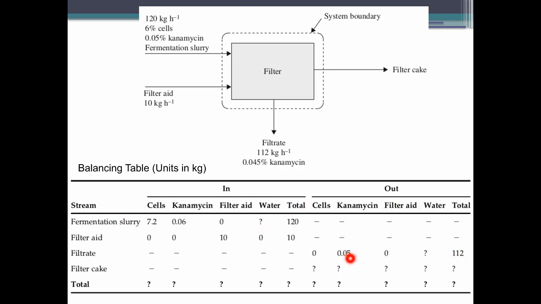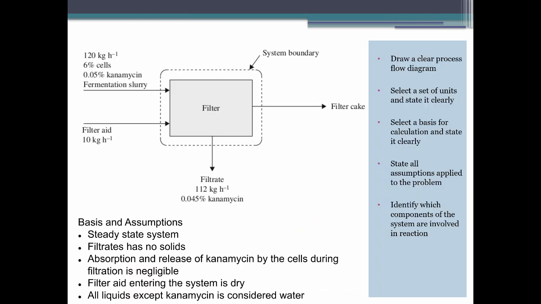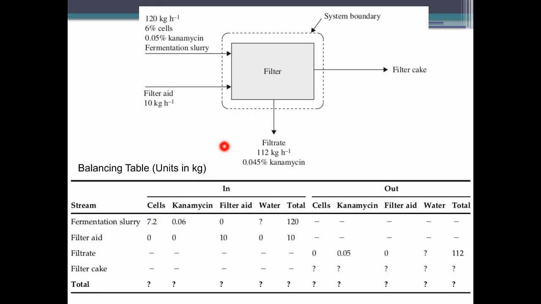Now going to the outflow. So going out, of course there's no fermentation slurry, no filter aid. What is coming out is your filtrate and the filter cake. For the filtrate, you have a total of 112 kilograms. There is water, of course, in there, but we still do not know. There is no filter aid, so this is purely a homogeneous mixture. And of course there is no cell, because again the assumption is that there are no solids in your filtrate. Cells are considered solids, so there should be no cells here, nor filter aid. So what is in the filtrate is only the kanamycin and water. The amount of kanamycin is 0.045% by weight.